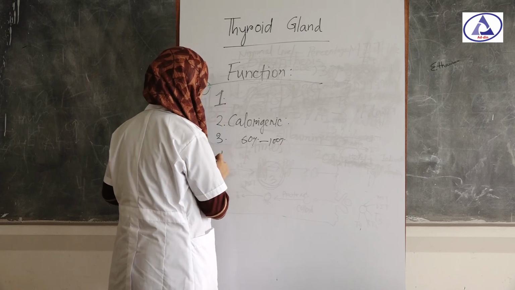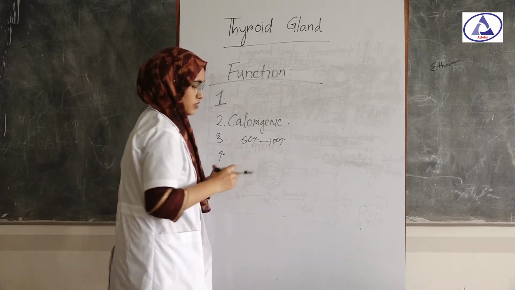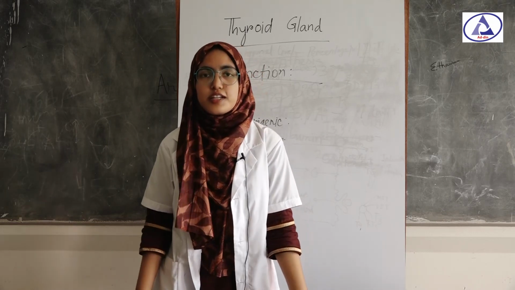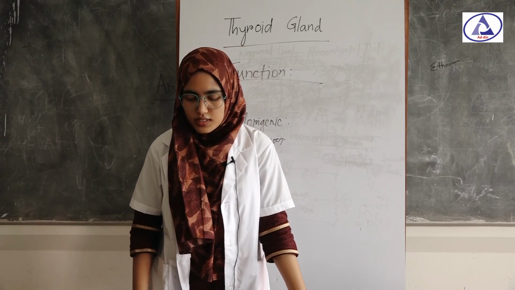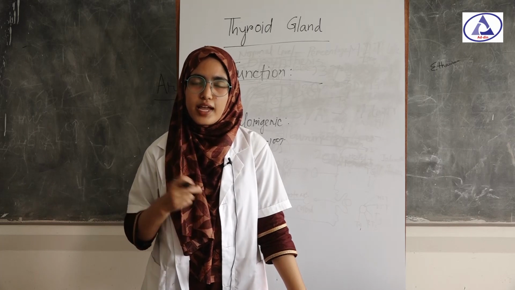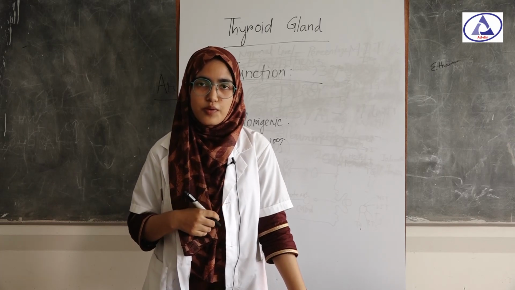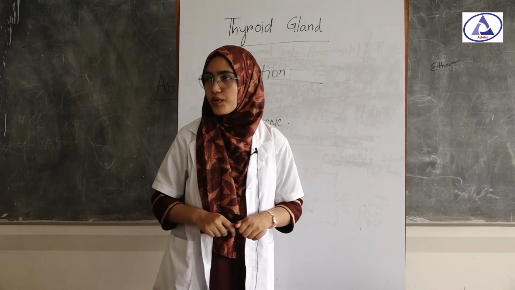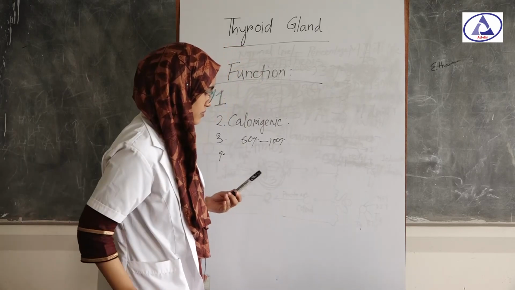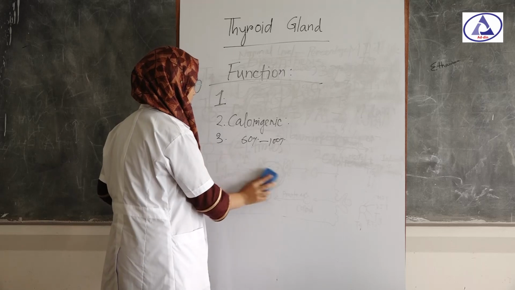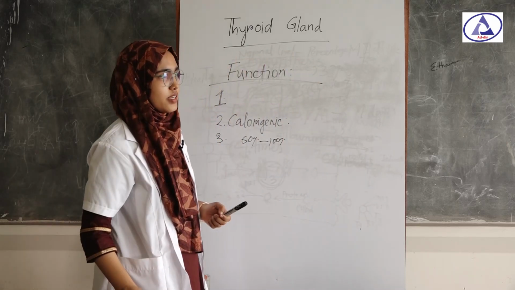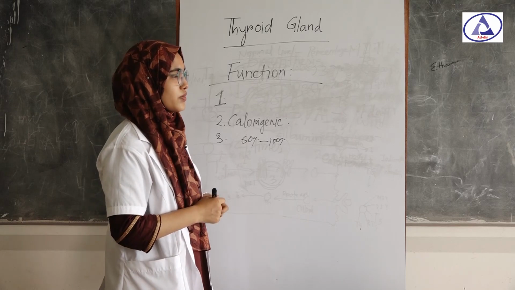And then effect on growth. Actually, the thyroid hormone has a general and a special effect on growth. The action of thyroid hormone starts in our body when we are in intrauterine life. It is very important for us. Actually, we need the thyroid hormone for growth and development of the brain during intrauterine life.